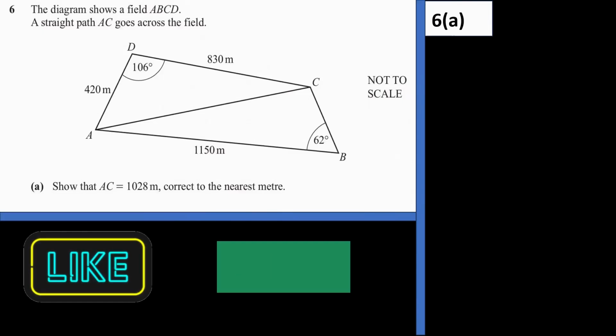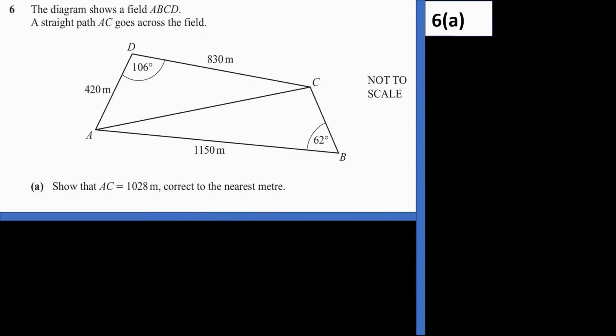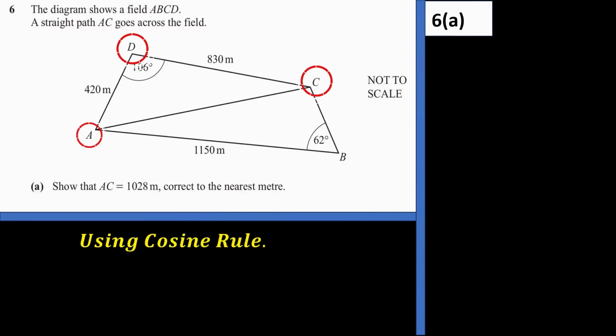All right, so now we proceed to question number 6a. The diagram shows a field ABCD. A straight path AC goes across the field, and we can see that straight path. Here we are asked to show that AC equals 1028 meters, correct to the nearest meter. So here we are going to use the cosine rule. For us to find AC, we will be concentrating on triangle ADC. So we're looking at that triangle ADC.